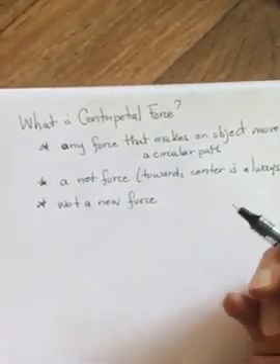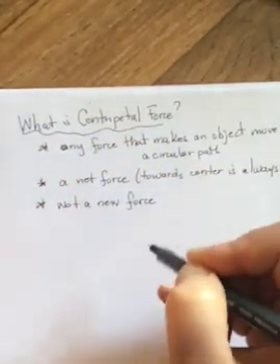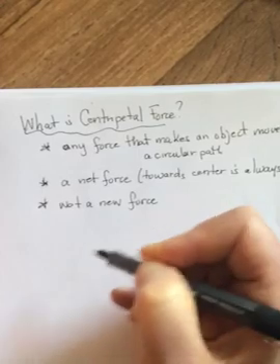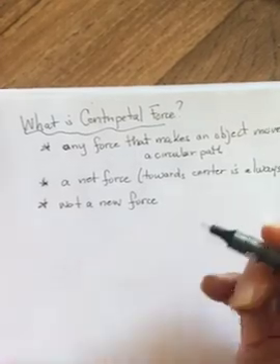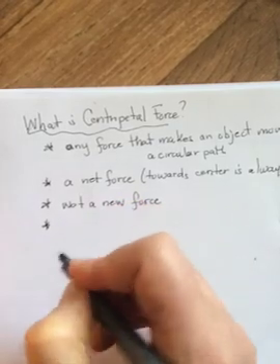Okay, so it's not some force you haven't seen. It's just all of the forces that you already know, that are this time acting perpendicular to the object. So sometimes gravity is the centripetal force. Sometimes friction is the centripetal force. Sometimes tension is the centripetal force. You know all of them.